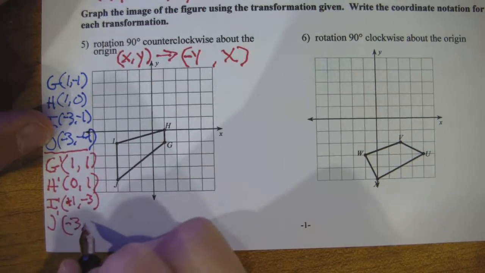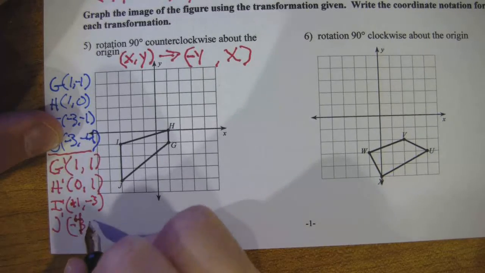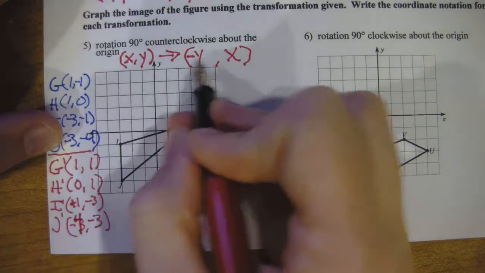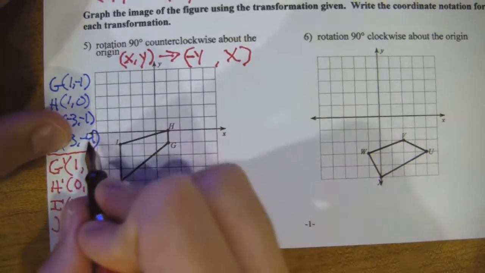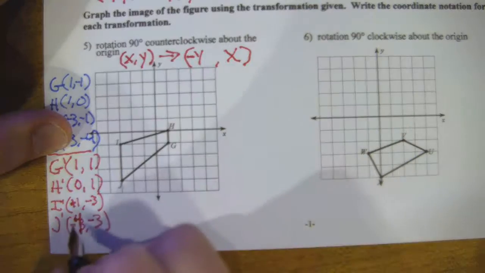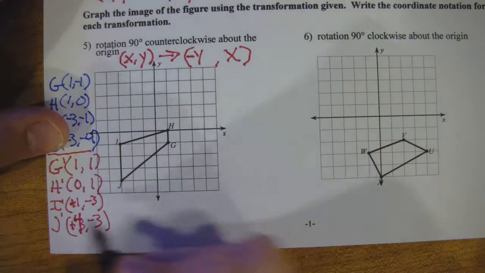Negative 3, negative 4, negative 3. Because remember, we got to trade positions, so 3 goes last, 4 goes first. That y, so in this case the negative 4, has to become opposite. Positive 4, negative 3. Let's graph it.